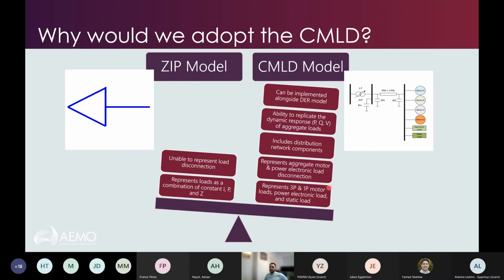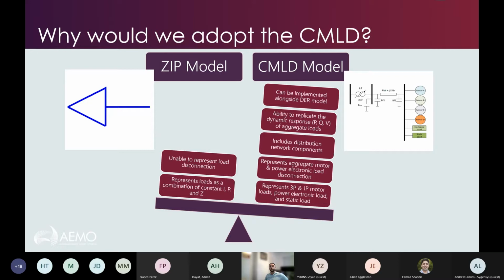It's able to represent three-phase and single-phase motor load, power electronic load, and static load. It's also able to represent the disconnection of these aggregate motors and power electronic loads. It includes a distribution network circuit or equivalent components, and it has the ability to replicate, if done correctly, the dynamic response of these aggregate loads as well. And it can also be implemented alongside the DER model. So there are plenty of reasons to go down the path of doing it.